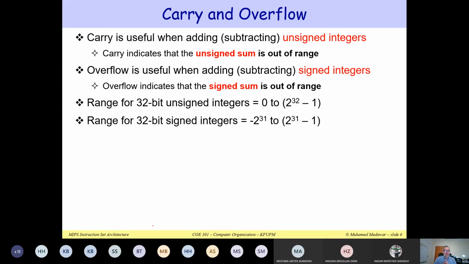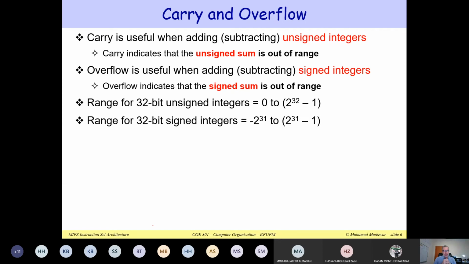Overflow is useful when adding or subtracting signed integers, and it indicates that the sum is also out of range. Either it's greater than the maximum positive or it's smaller than the minimum negative. That's the meaning of overflow. So we can actually get overflow in 2 directions.